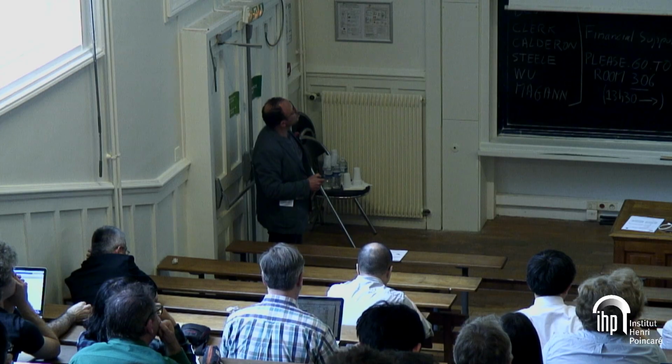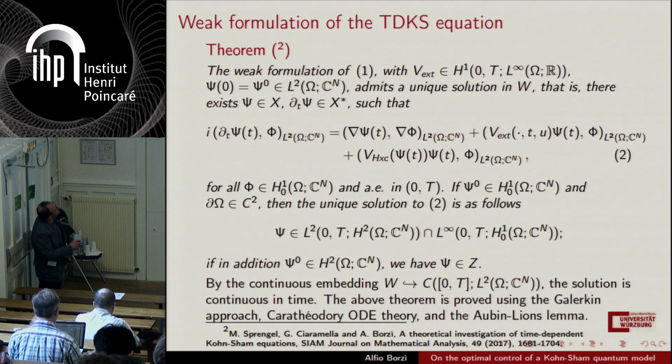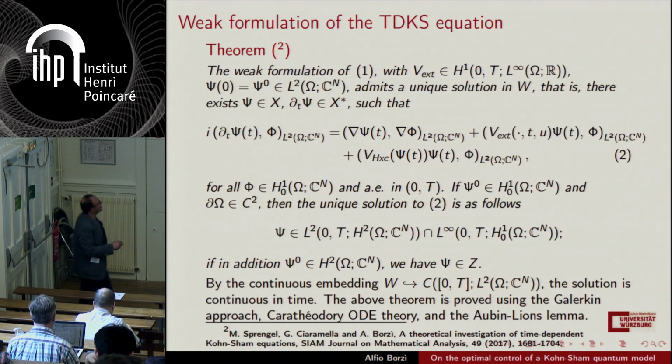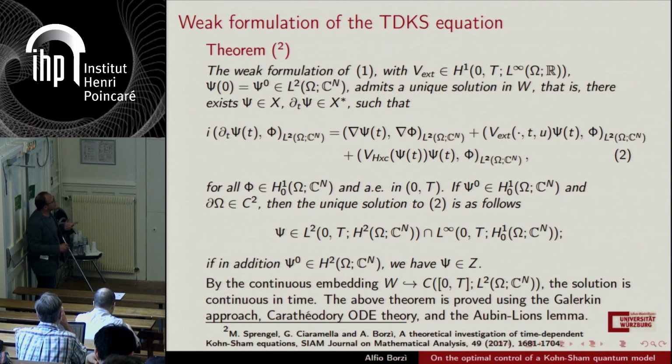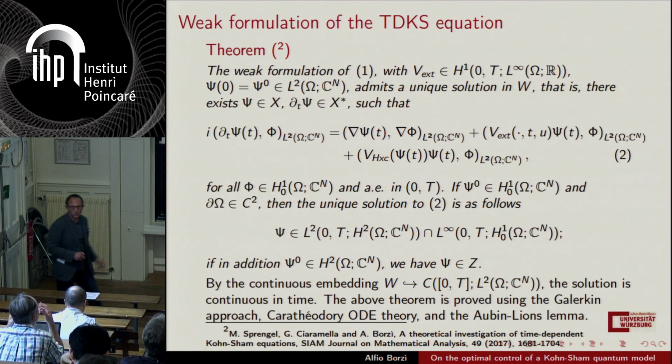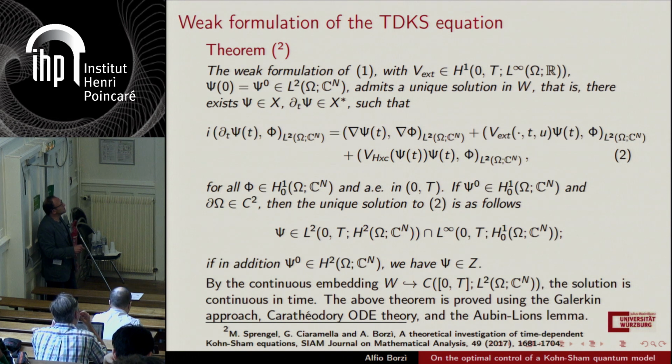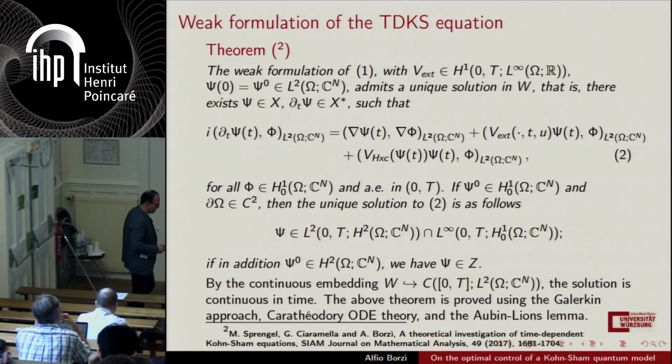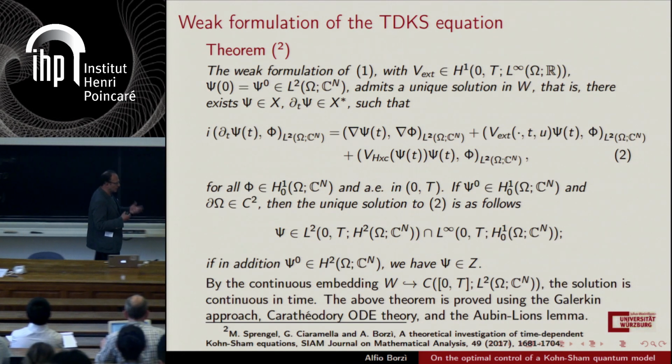Okay, so if we assume that the initial condition is in L2, which is the lowest possible regularity, then we get a solution H1. If it is in H1, then we get H2 regularity in space, which is important for us. And even more, we will need this. If it is in H2, then psi is in Z, Z will be L infinity to H2.